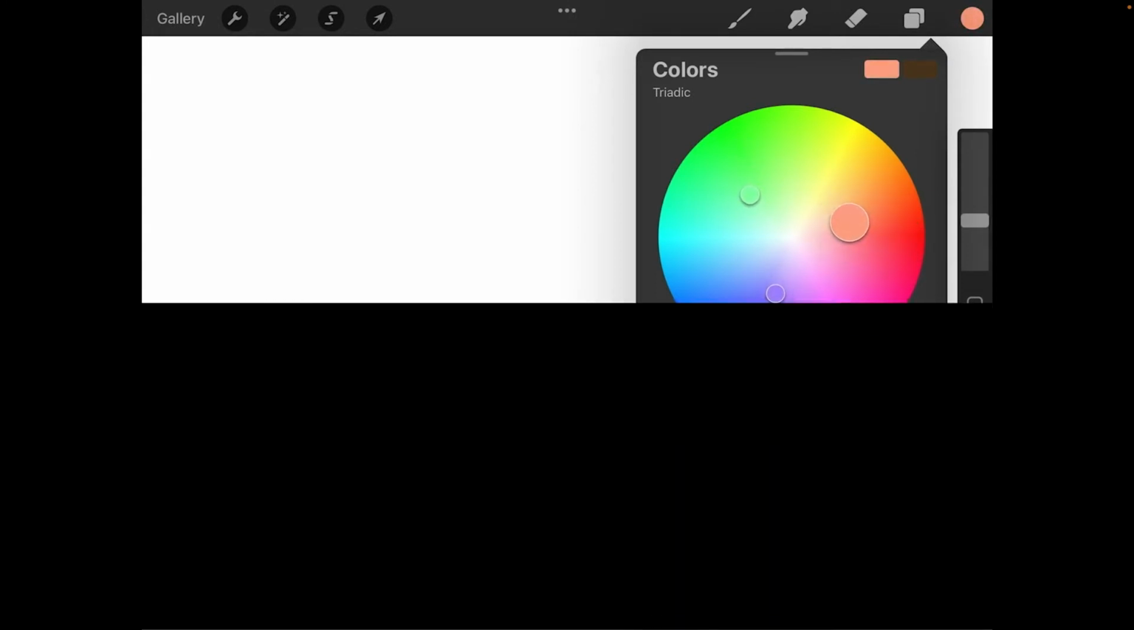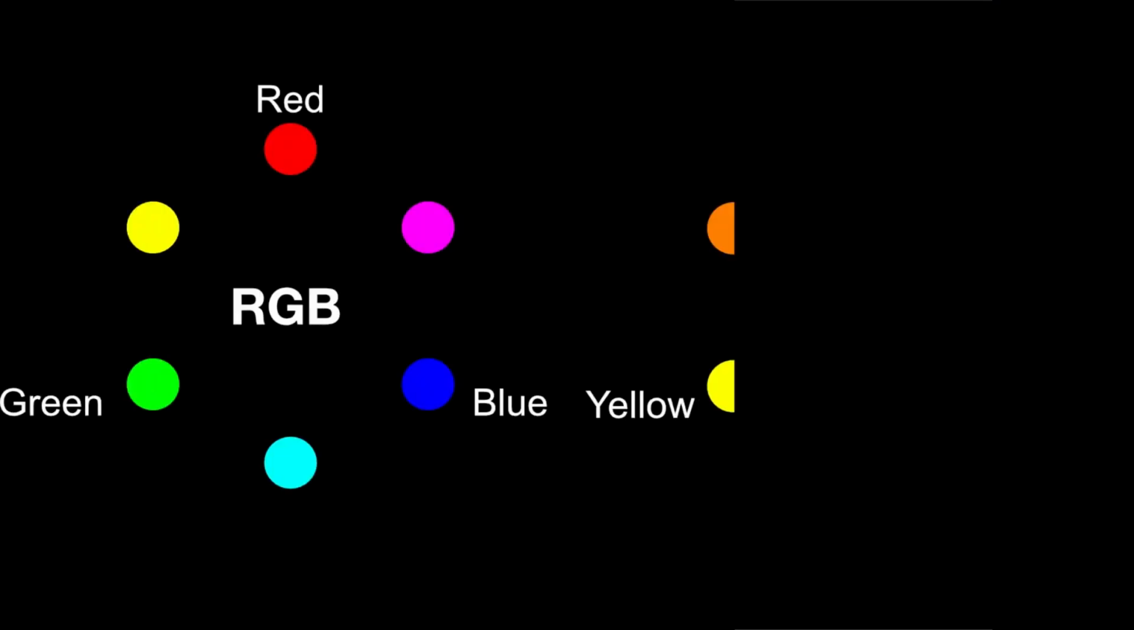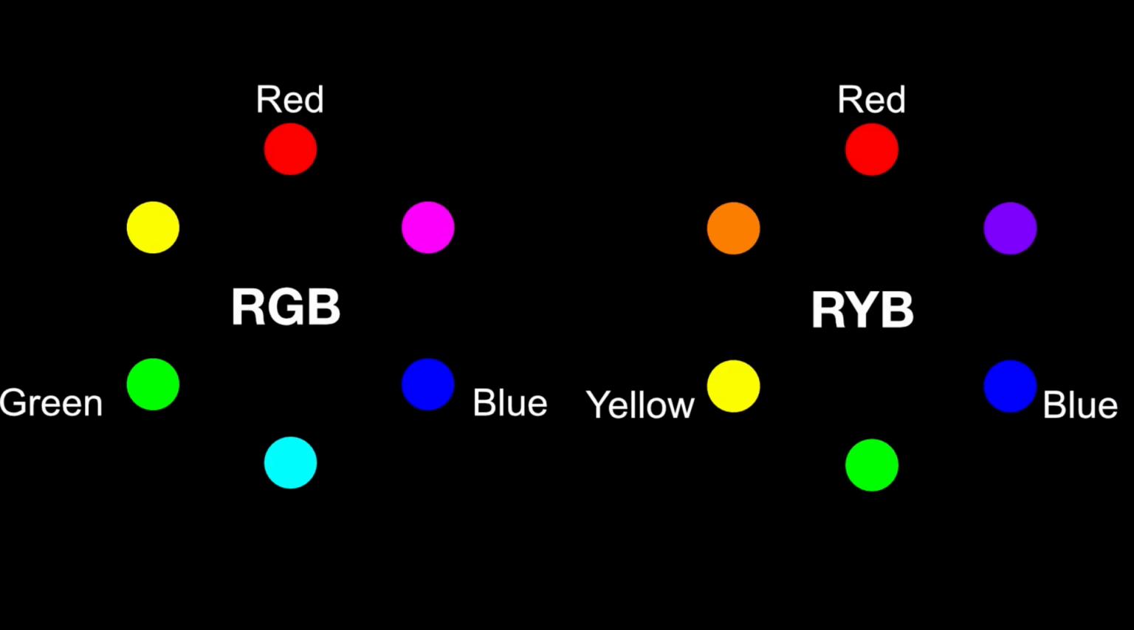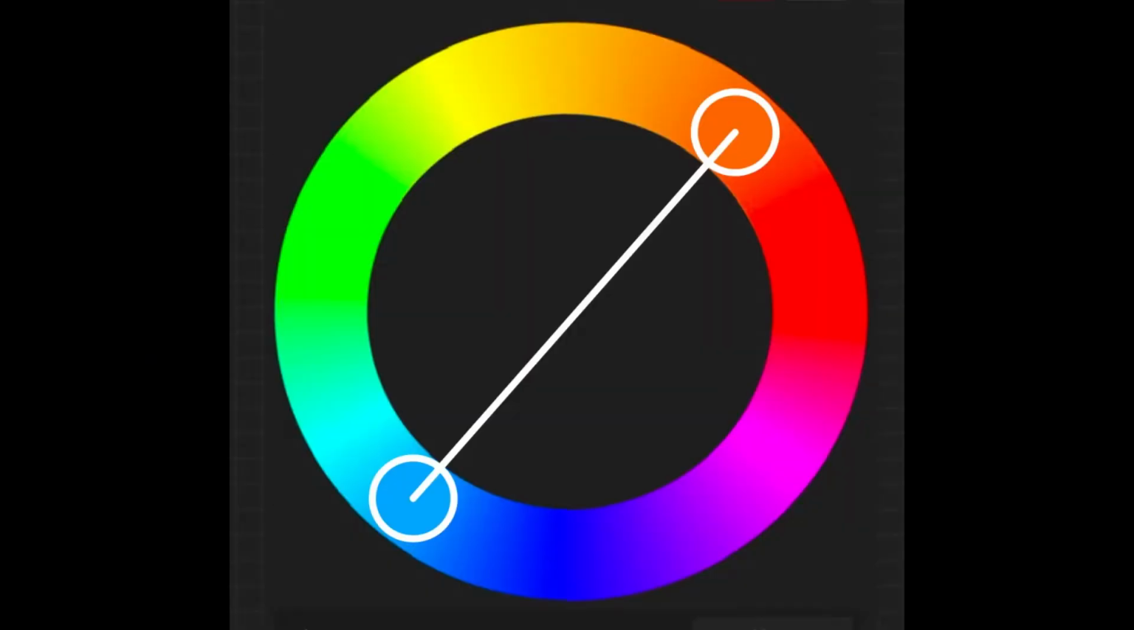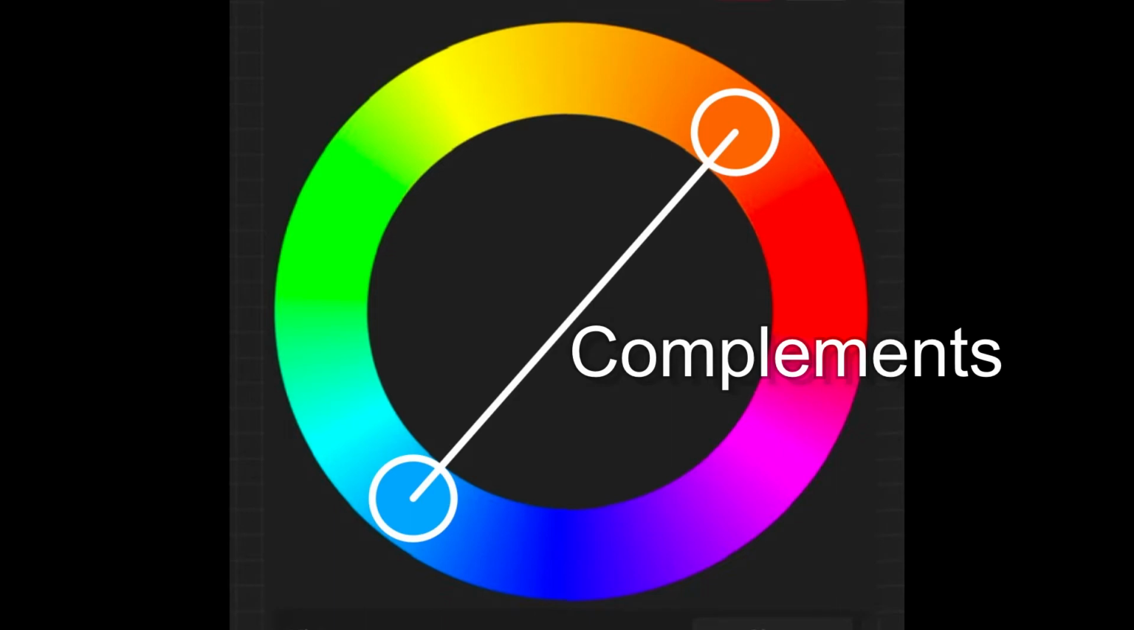We found there are two sets of primary colors: red, green, blue, and red, yellow, blue. Roughly speaking, digital illustration for video, app development, and web design will use RGB, while traditional art techniques use RYB. We learned you could find colors that work together two ways. One is by complements. A selected hue works well with the hue on the opposite side of the color wheel. You can also use contrast. Dark colors of the same hue work well with bright colors, for example.